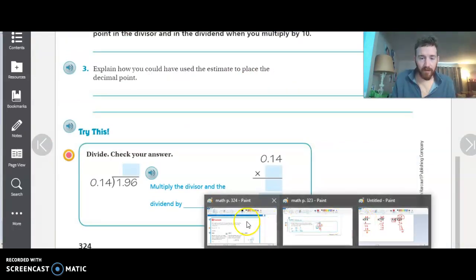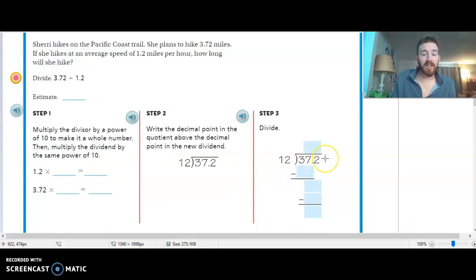I'm going to go to page 324. Okay, now they give us another example here that we can work through. Now, it tells us we can estimate. If we estimated this, we could just say 4 divided by 1 would be about 4 for our answer. So we can think of it in that way. We could also do compatible numbers and call it 3 6/10 divided by 1 2/10, which would be about 3. So we're thinking our answer is somewhere between 3 and 4.